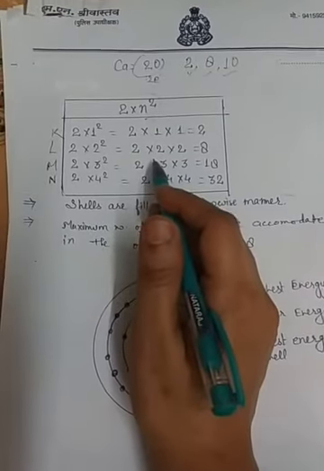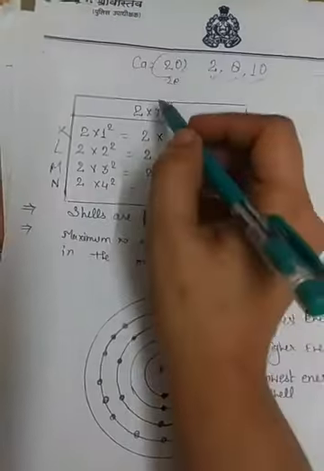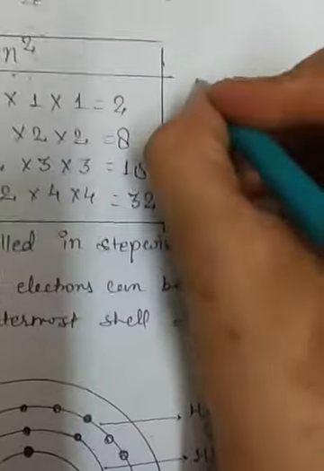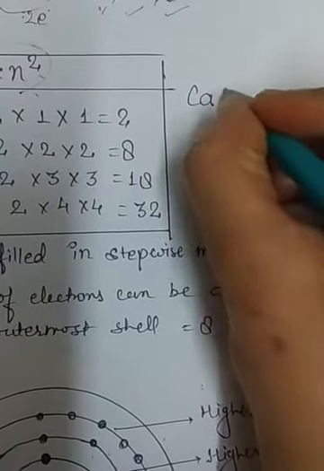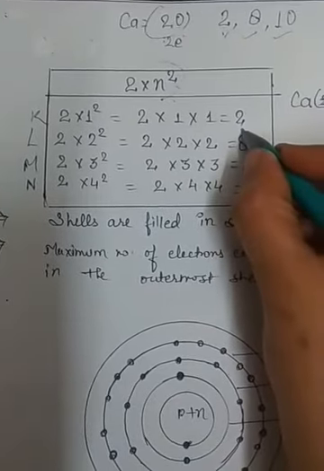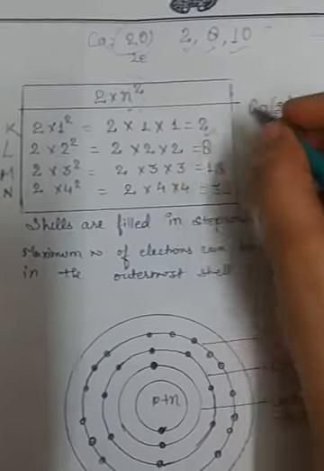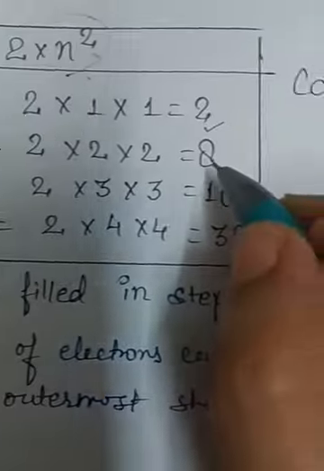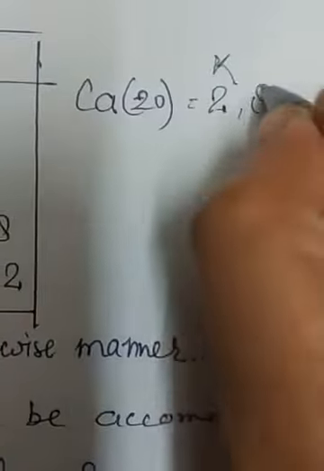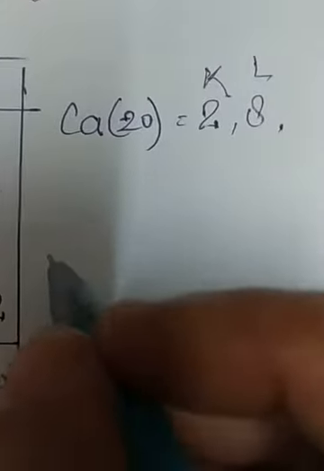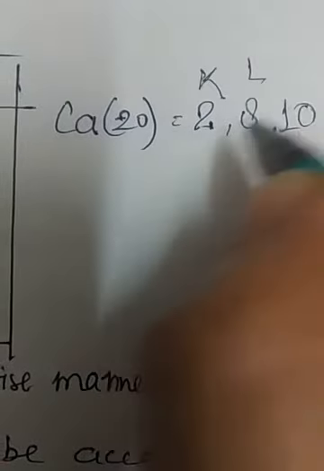So, according to the first rule, that is the 2n square formula, calcium, whose atomic number is 20. So according to this rule, the K shell can accommodate 2 electrons. So firstly we will write 2 electrons in the K shell. And the L shell can have a maximum of 8 electrons. So put 8 electrons in the L shell. Now, how many electrons are left? 10 electrons. So we are following the first rule.